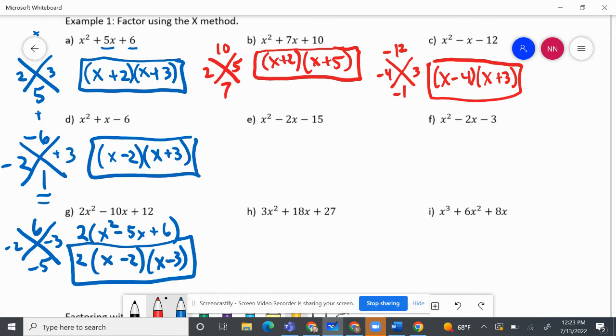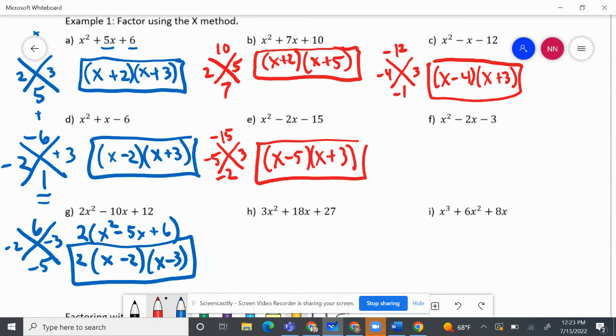For letter E, we're looking for two numbers that multiply together to give us -15 and add up to -2. That would be -5 and 3. So we have x minus 5 and x plus 3. For letter F, two numbers that multiply together to give us -3 and add up to -2. That would be -3 and 1. So we have x minus 3 and x plus 1.